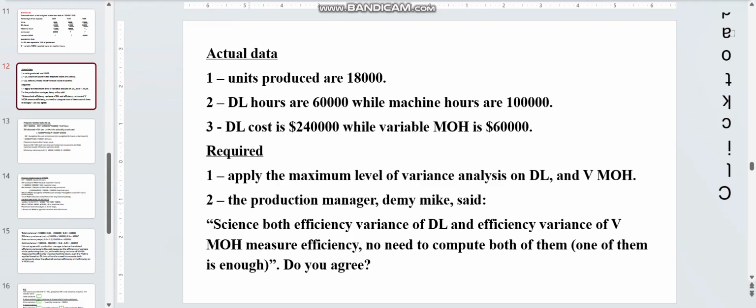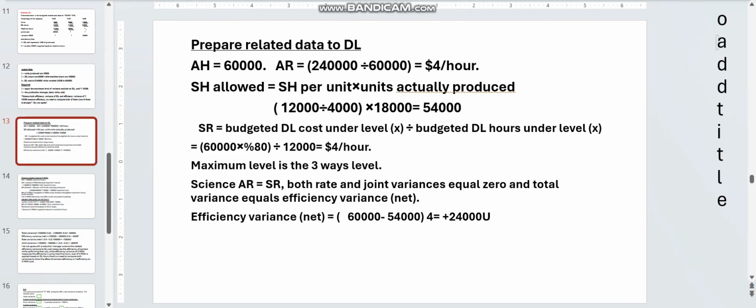Second one, the production manager, Demi Mike, said, since both efficiency variance of direct labor and efficiency variance of variable MOH measure efficiency, no need to compute both of them, or simply one of them is enough. Do you agree? Now, let's start with the first one, to apply the maximum level of variance analysis on direct labor and variable MOH. Now, starting with direct labor.